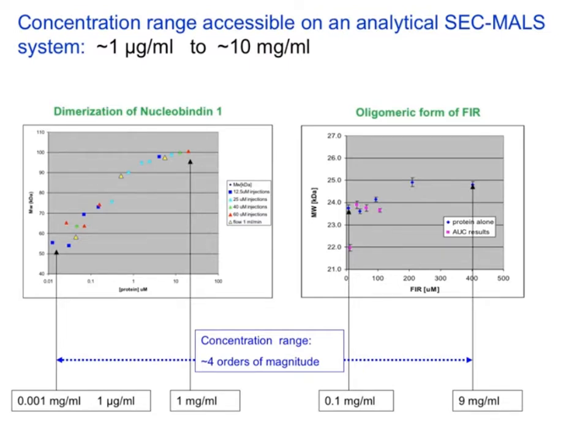The case studies I discussed today illustrated that a single analytical SEC-MALS system allows measurements of molecular weight and concentration extending from 1 microgram per milliliter in case of dimerization of the metabotropic glutamate receptor to concentrations ranging to 10 milligrams per milliliter in case of studying dimerization of the protein. This represents a concentration range that spans 4 orders of magnitude, that is accessible for determination of molecular weight on a single SEC-MALS analytical system.